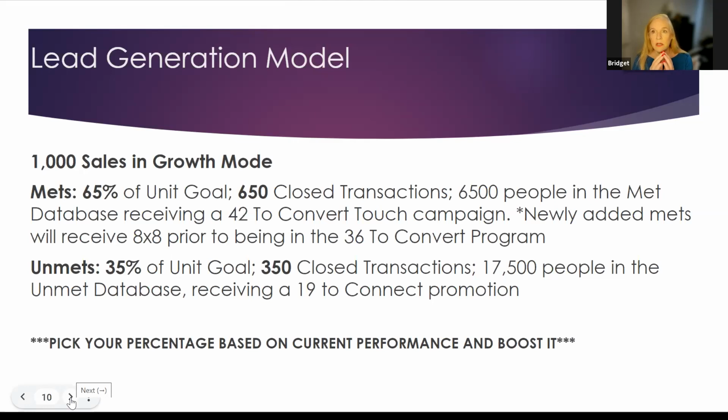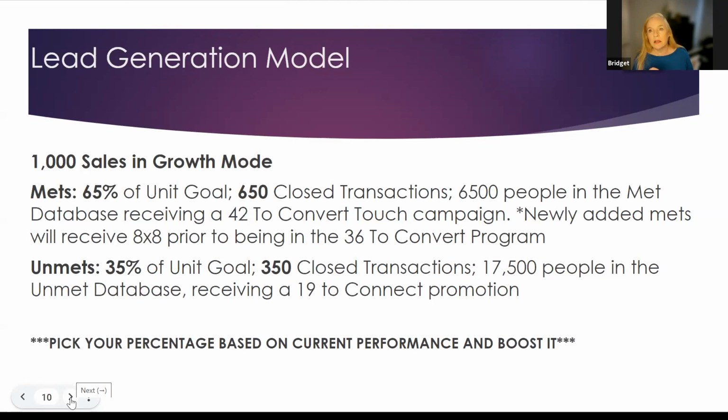So with this, we're going to sell 1,000 homes. We have decided, because we're going for significant growth, because 420 to 1,000 is more than doubling, right? So that's extreme growth. So we know we want to hit that gold standard of 65% coming from METs, 35% from unmets. That breaks down to 650 of the closed transactions coming from METs. That means we have to have at a minimum 6,500 people in the MET database receiving a 42 to convert touch campaign.